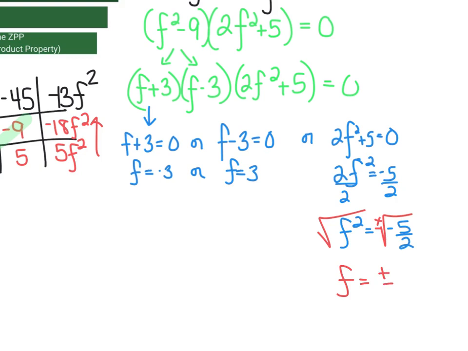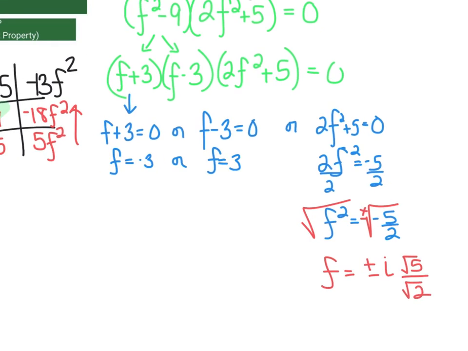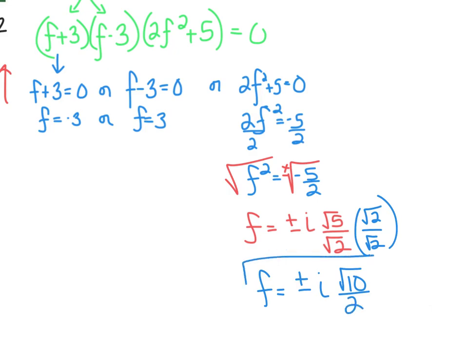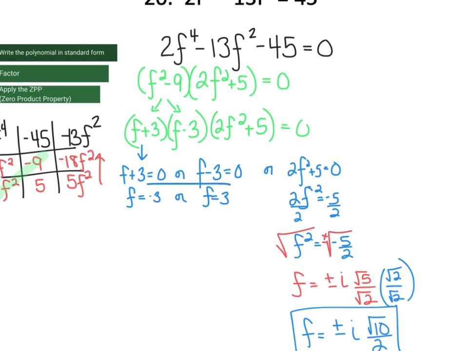I'm going to pull an i out front, the square root of 5 over the square root of 2. I'm just splitting that up into 2. And lastly, I remember that I cannot have a square root in the denominator, so I'm going to rationalize that by multiplying by root 2 over root 2 to get two complex solutions of plus or minus i root 10 over 2. So those are two complex answers, and here are two real ones.